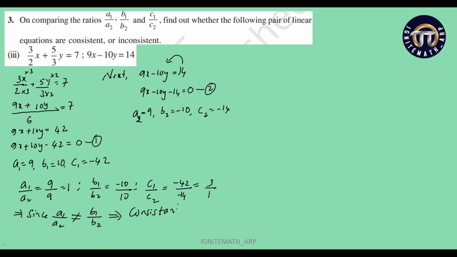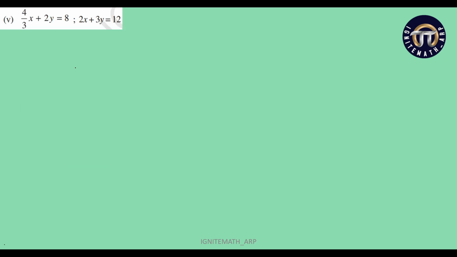They are consistent equations because I'm getting a unique solution, which are intersecting lines. So I get a consistent equation. Clear, children? Now let me take one more example over here.